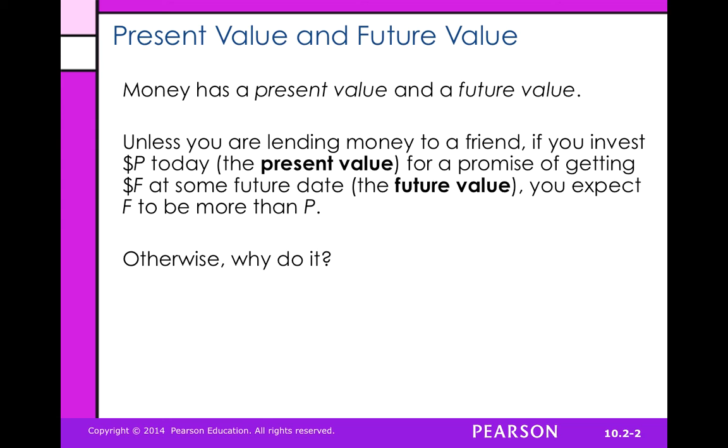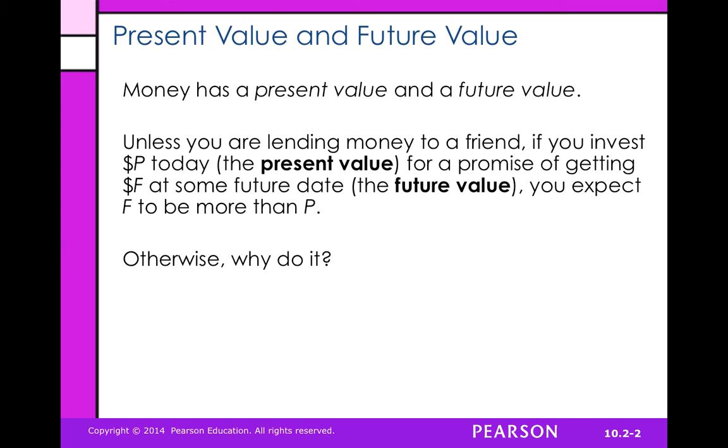To begin with, let's start with some terminology. Money has both a present value and a future value. So unless you're lending money to a friend, if you invest P dollars today for a promise of getting F dollars at some future date, you would expect F to be more than P.